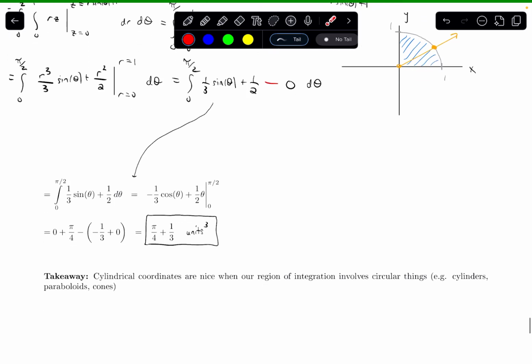So the key takeaway is that cylindrical coordinates are nice when our region of integration involves circular things. So things like cylinders, like we saw here, or as we'll see in later examples, things like paraboloids and cones, really nice for cylindrical coordinates.